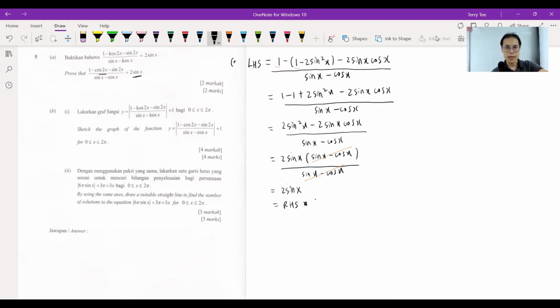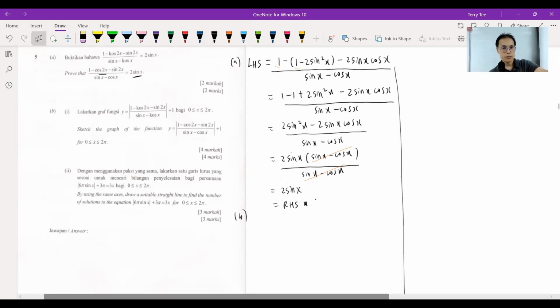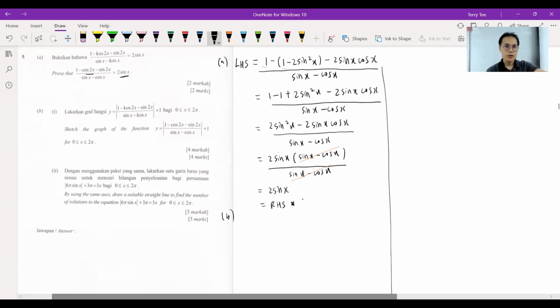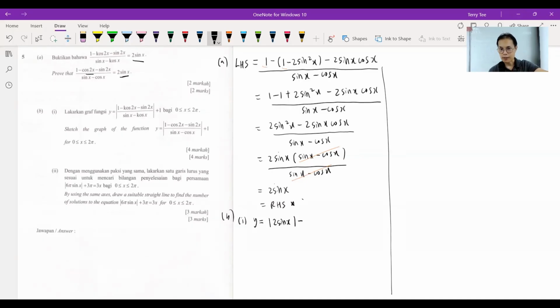Okay, so this is part A. Part B, we're supposed to sketch a graph. For graph sketching, I'm going to do it over here because I don't have enough space, on my right-hand side. Let's move this a little bit to the right. So the first thing is, notice that the entire thing here is the same as 2 sine x, so we can just replace the modulus with the modulus of 2 sine x, close bracket, minus 1.